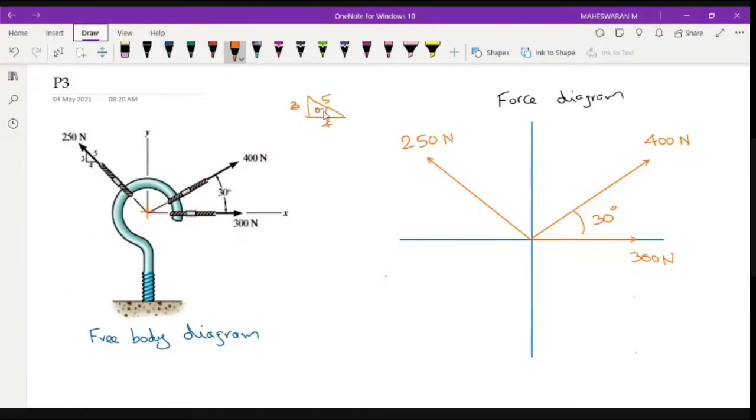What will be the angle theta? I can use tan inverse of 3 by 4. Right? I can use tan inverse of 3 by 4. What is your angle theta? So you are getting 36.86 degrees. Right? These are the three forces. There is no other force. So that's it. This is my force diagram.